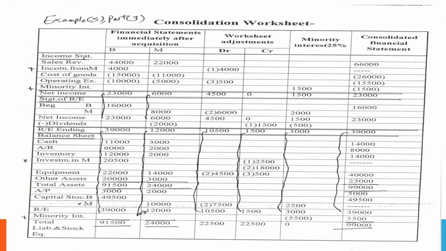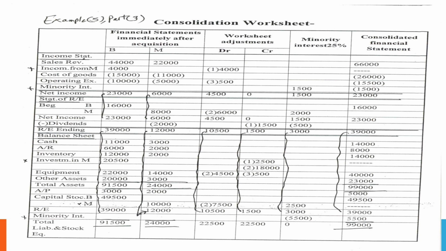Company B and company M: 91,500. Company M, 24,000. Accounts payable, 3,000 for company B, 2,000 for company M. Common stock, 49,500 for company B, 10,000 for company M. Ending retained earnings comes from the statement of retained earnings. Look at the number, 39,000. If you look at retained earnings, 39,000, and this one, 12,000.